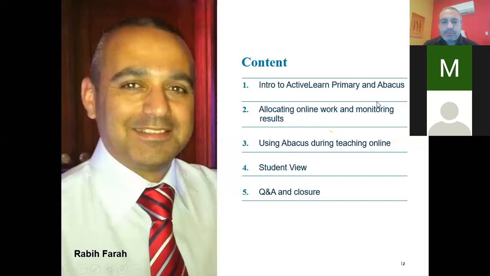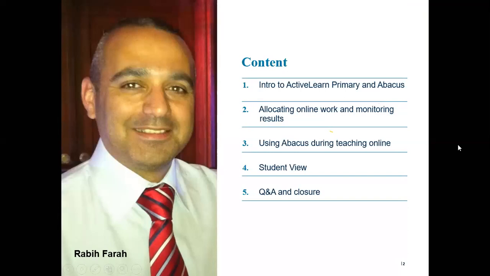Now, what are we going to cover today? As you can see in front of you, we have four main parts of the session, and we finish with a Q&A. So you see that we will have a quick introduction to ActiveLearn Primary, and then Abacus in particular. In this introduction, we will see five main sections. I will show you in a minute, and then the next part of the session focuses on allocating online work and how to monitor results.